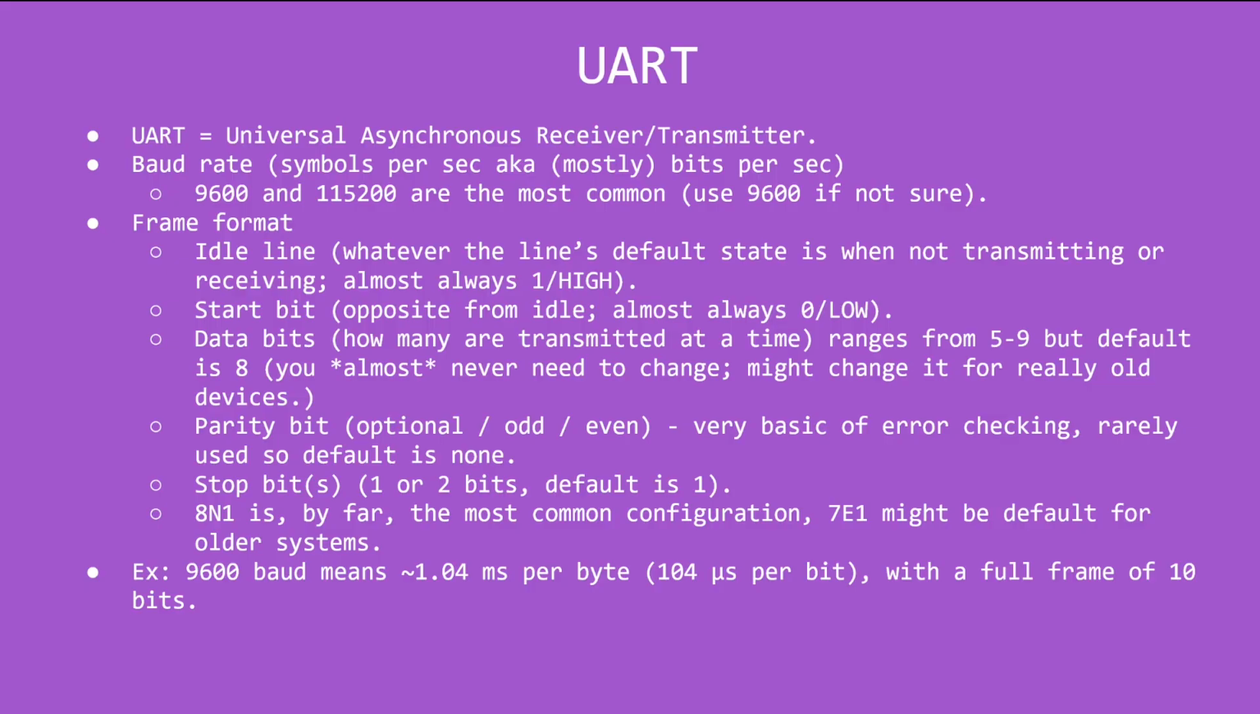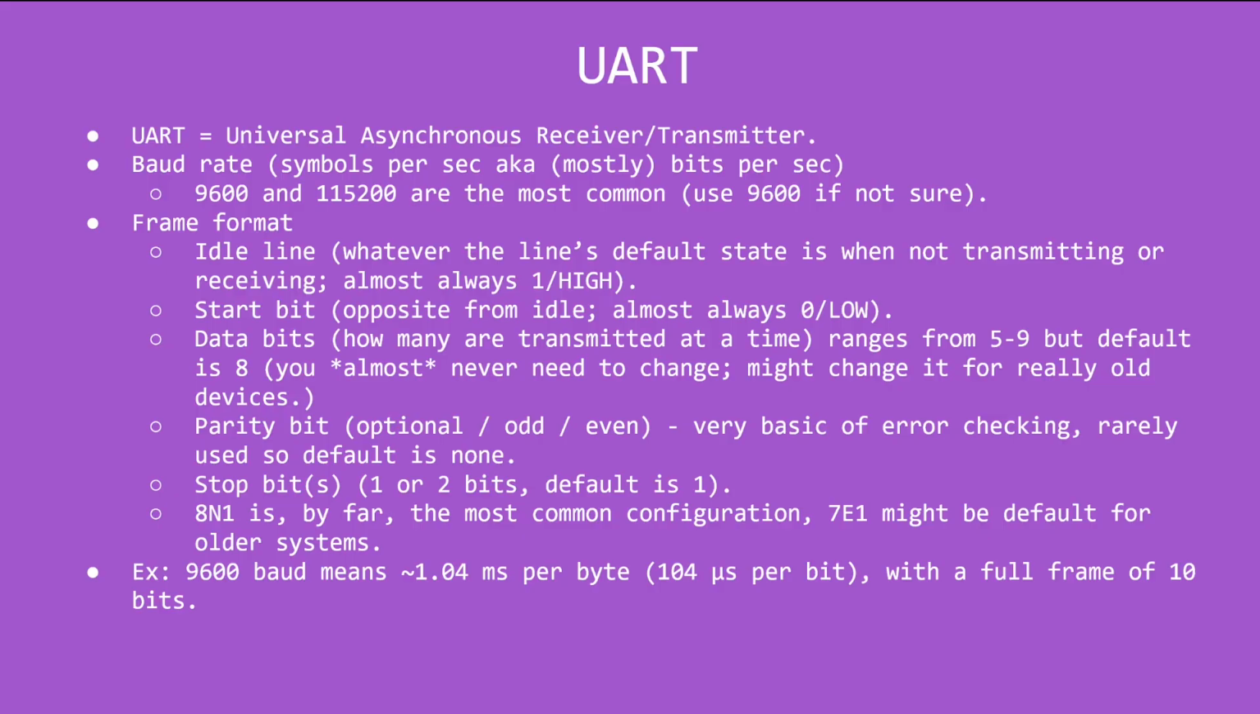It has a certain frame format. First, it has an idle line, which is the line's default state when it's not transmitting or receiving. It's almost always going to be one or high. I have yet to encounter a situation where it's low, but in theory, it's possible. Then we have the start bit. That's always opposite from the idle. So the start bit is usually going to be zero, low, whatever.